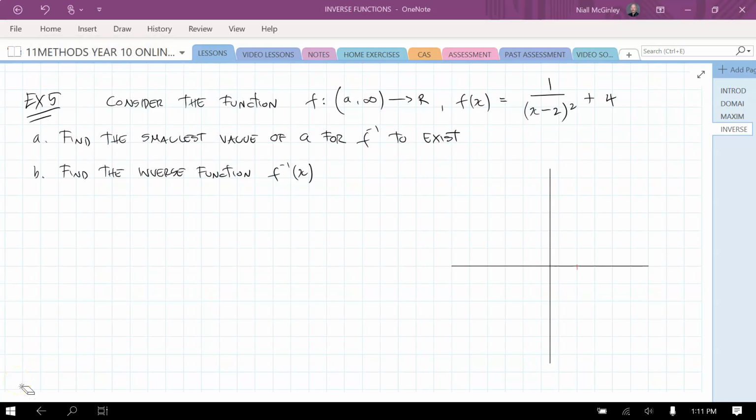A further example for inverse functions is we look at a truncus here. So we have a truncus again. What we've got here is a restriction on the domain, but if we just concentrate on the truncus at the moment without any restrictions, then we should be able to see that we have a vertical asymptote at x equals 2. And we have a horizontal asymptote at y equals 4.